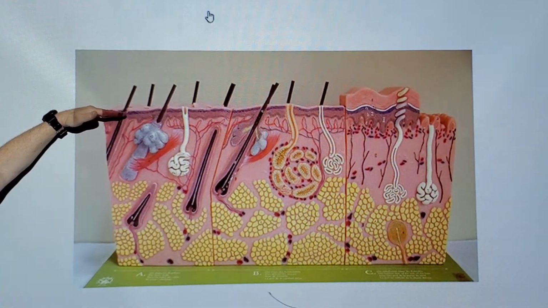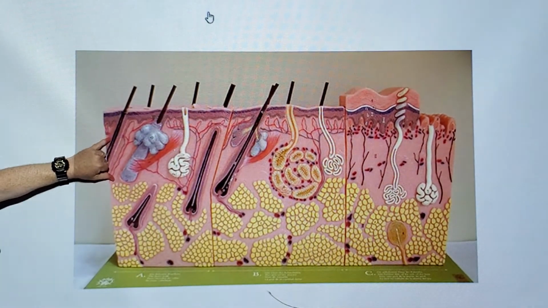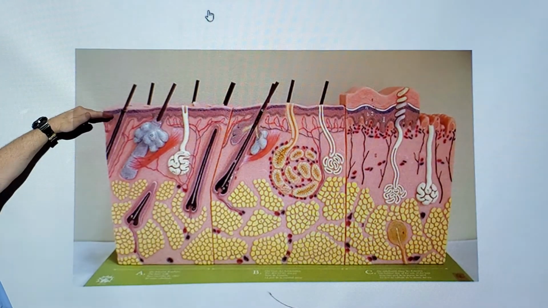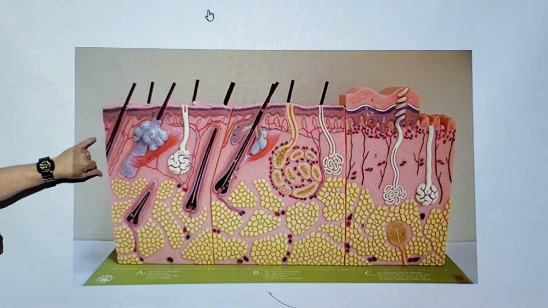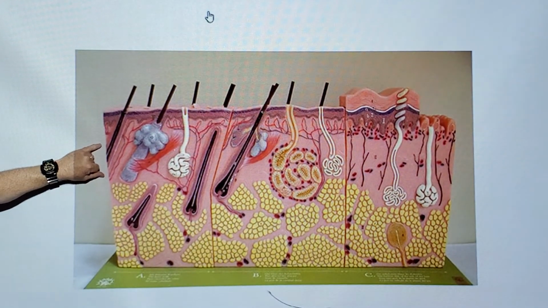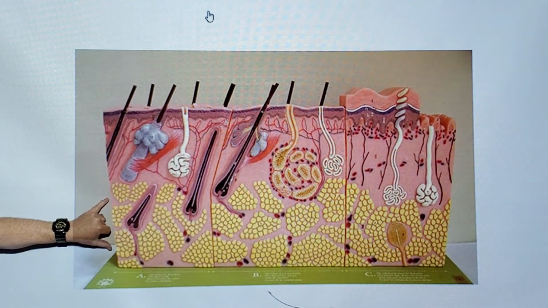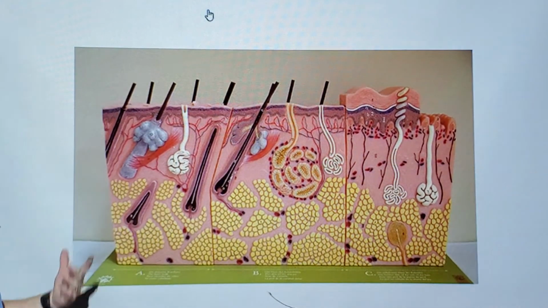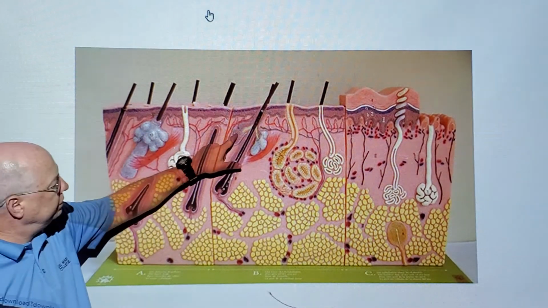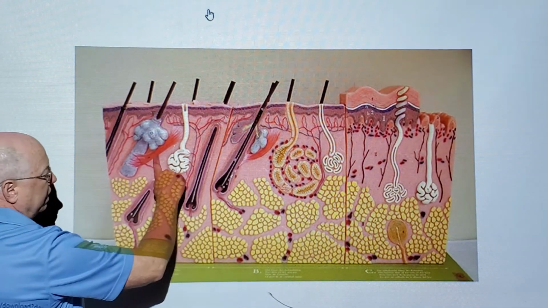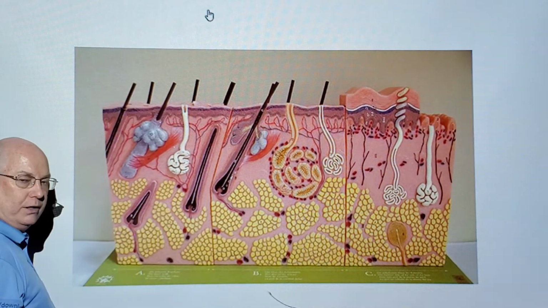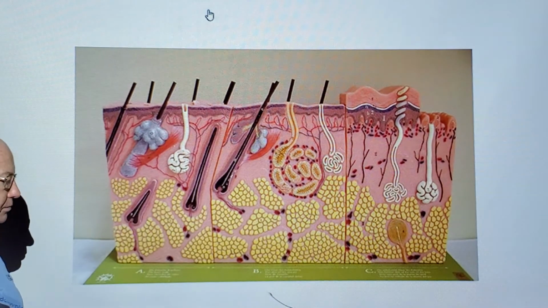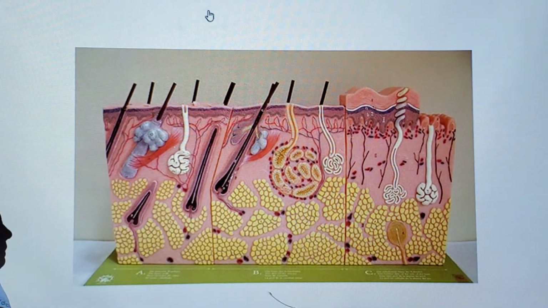ID the layer, epidermis. ID the layer, dermis. ID the layer, hypodermis. ID the tissue found in this layer, stratified squamous epithelium. ID the tissue found in this layer, areolar connective tissue. ID the tissue found in this layer, adipose connective tissue. ID the structure at the pointer, those are all hair follicles. ID the structure at the pointer, sebaceous glands. ID the structure at the pointer, erector pili muscle. ID the structure at the pointer, sweat glands. Anything else on there we're not going to worry about, okay?